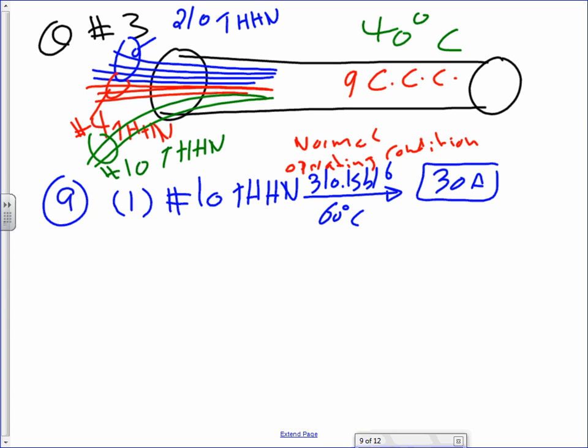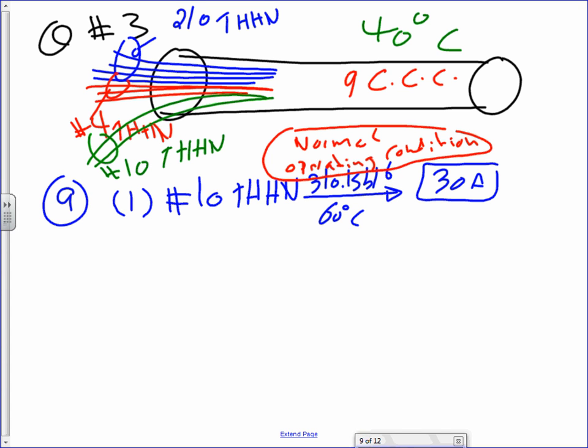Normal operating condition. I feel sorry for whoever is going to read my handwriting here. Under normal operating condition, how much current can this conductor carry? 30 amps. Can somebody verify for me, please? It is. Okay, thank you.